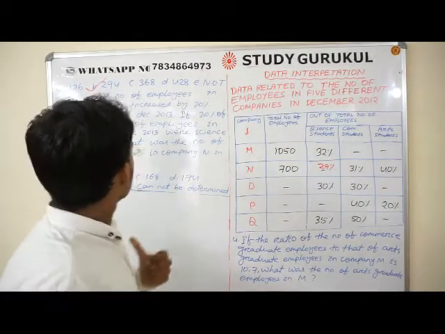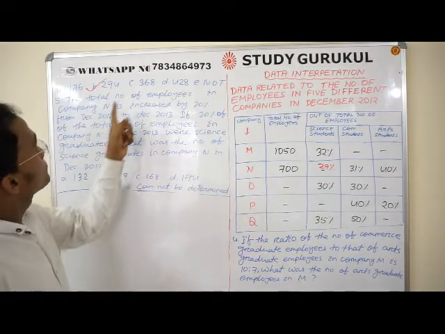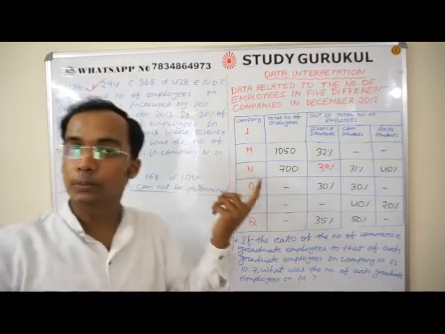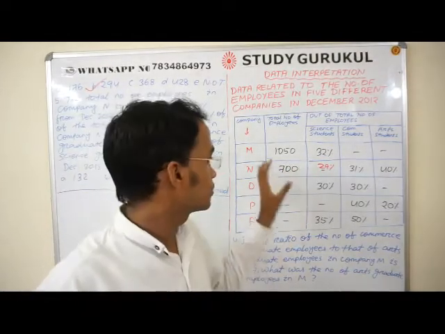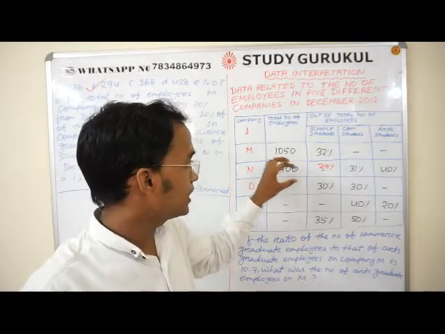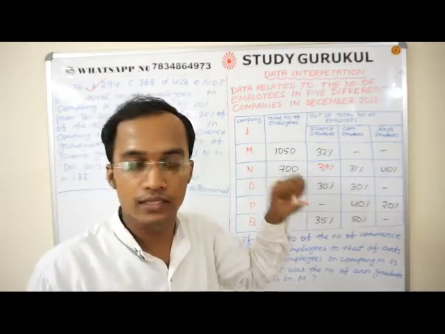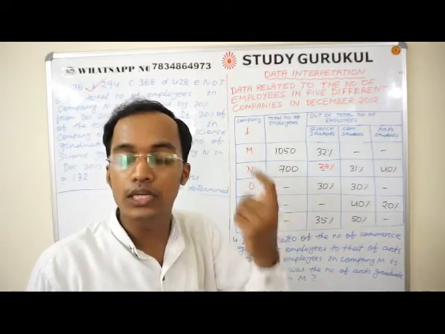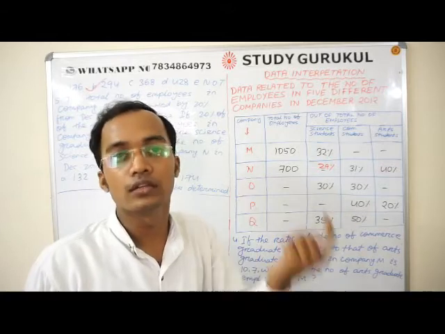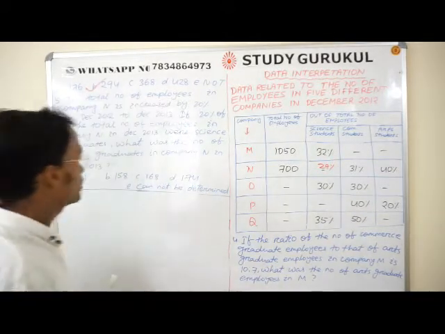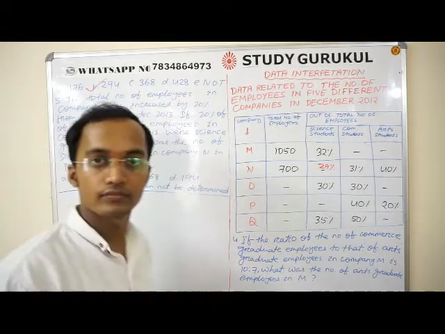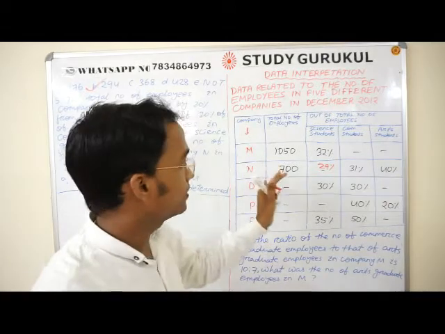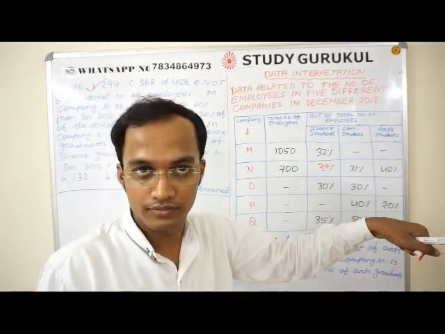See, the total number of employees in company, which company is discussed? N. See here, 700. If 20% increase, this is 140, so it becomes 840. 840 is the total number. 20% is science, so 20% of 840 equals 84 into 2, which is 168. So the answer will be 168. Clear? Any doubts? So see how we can solve this one.